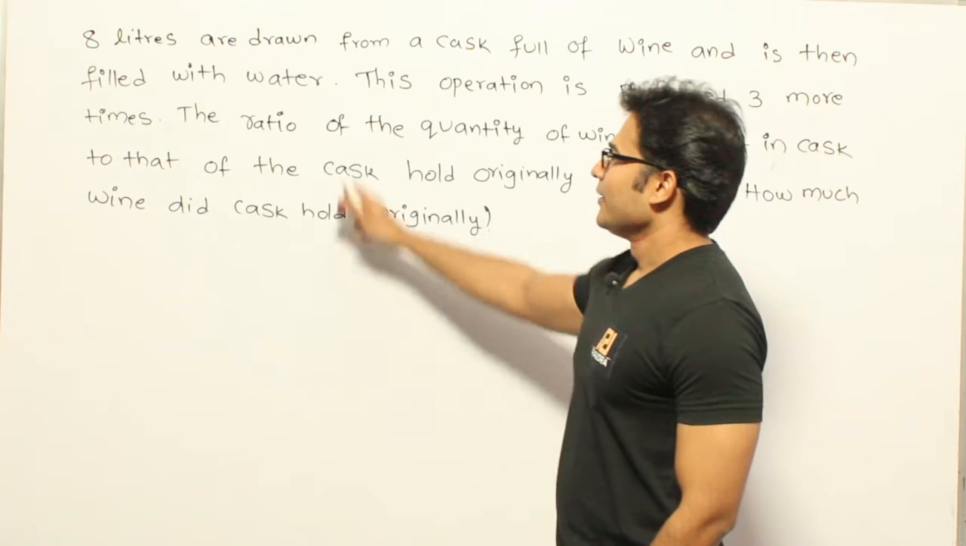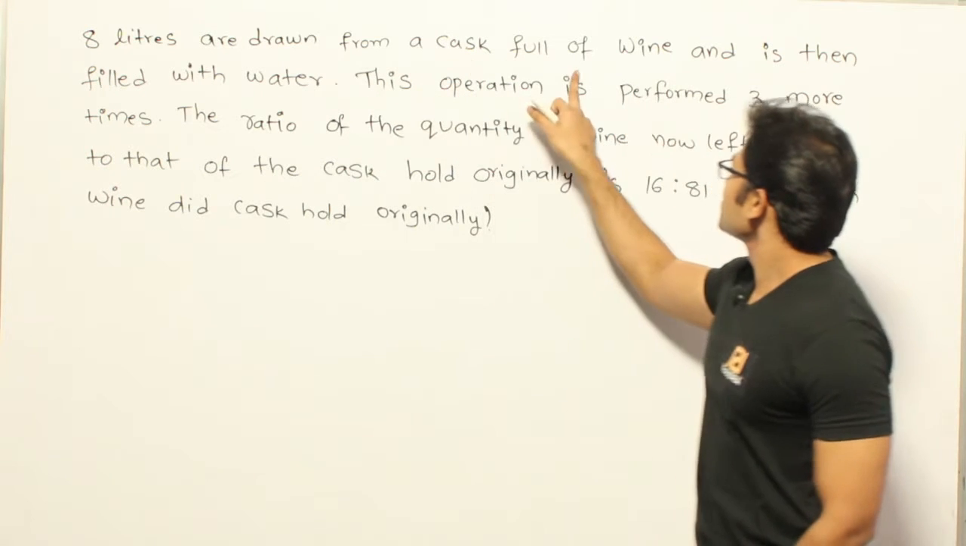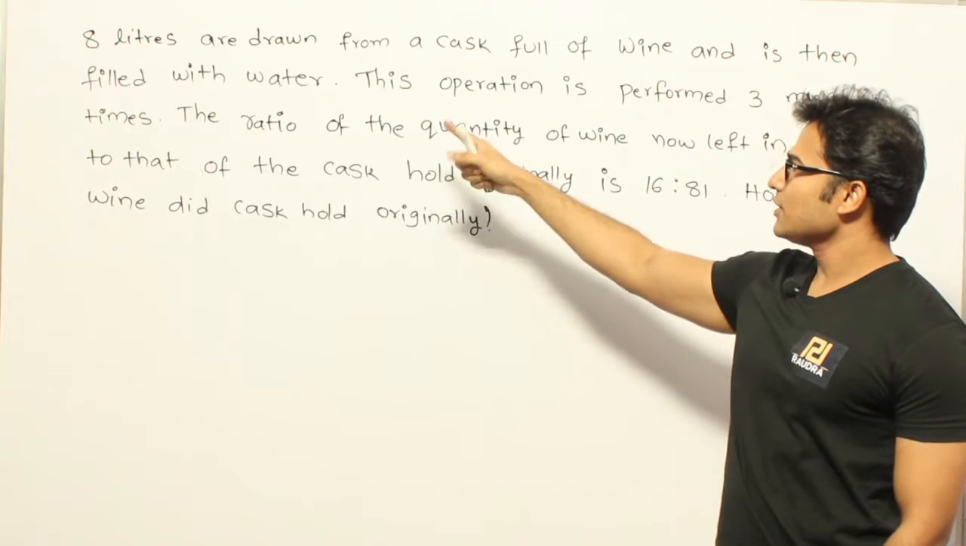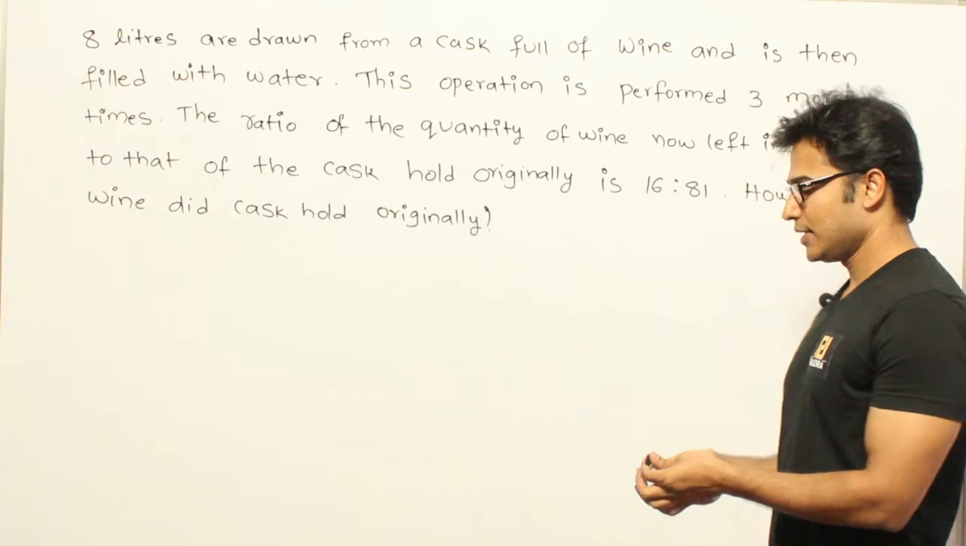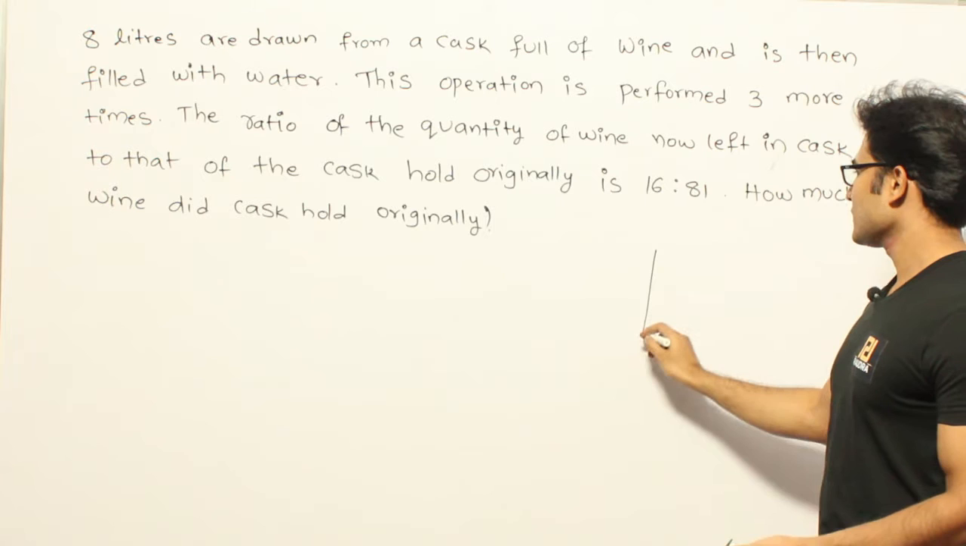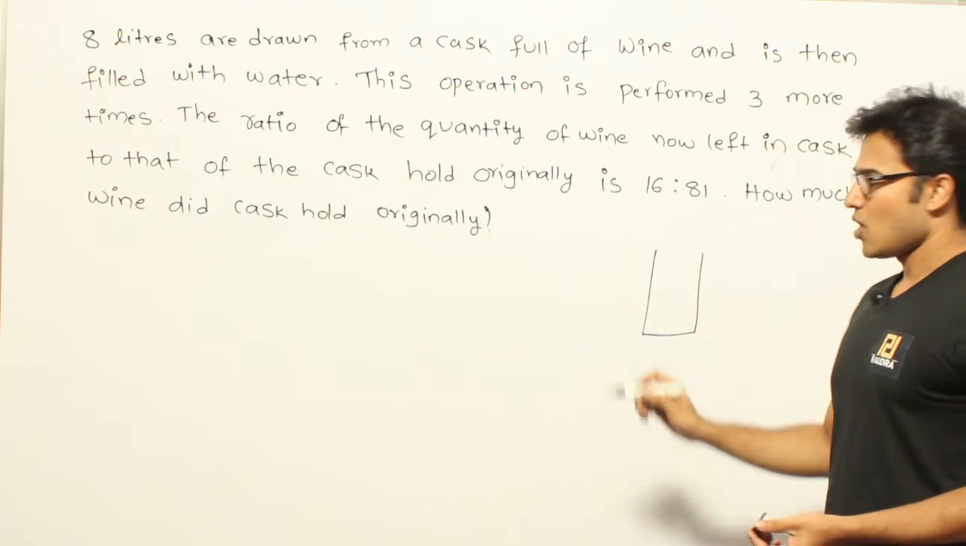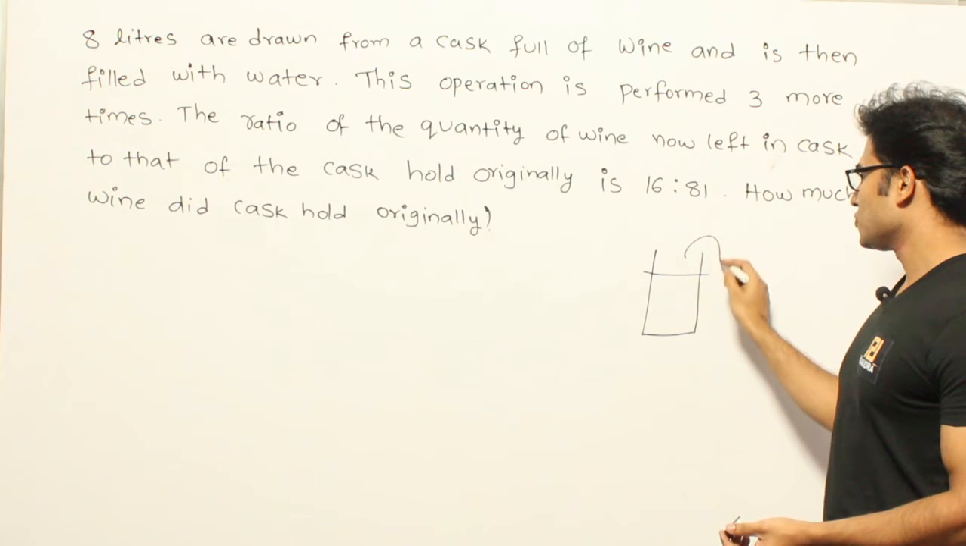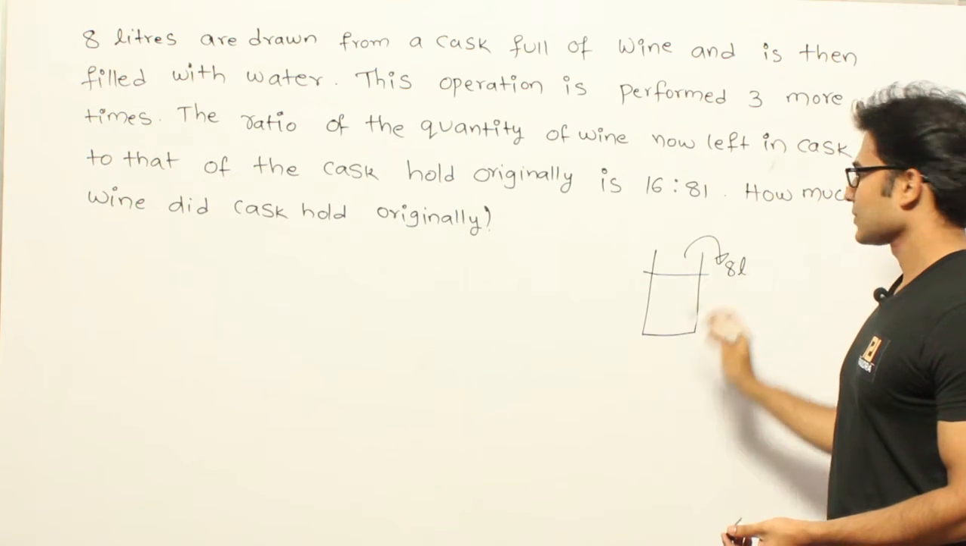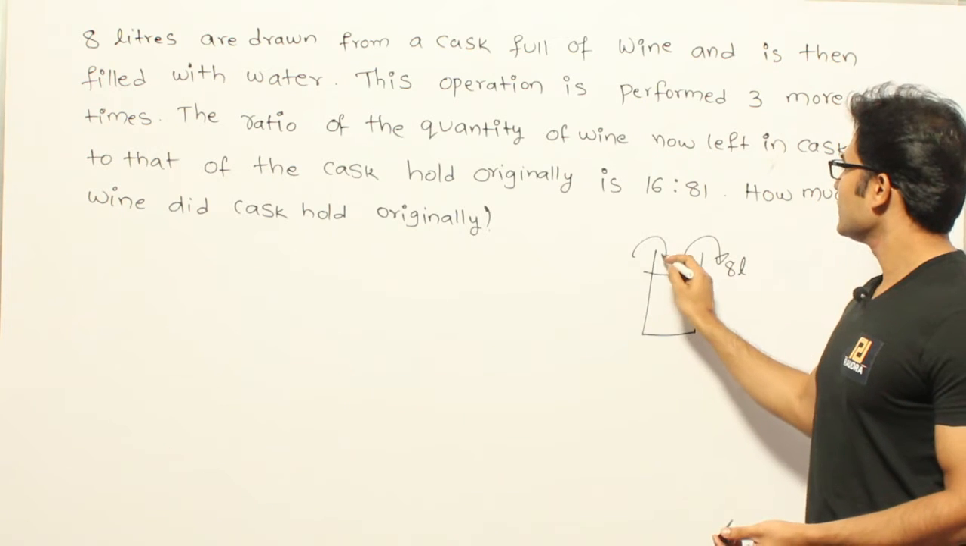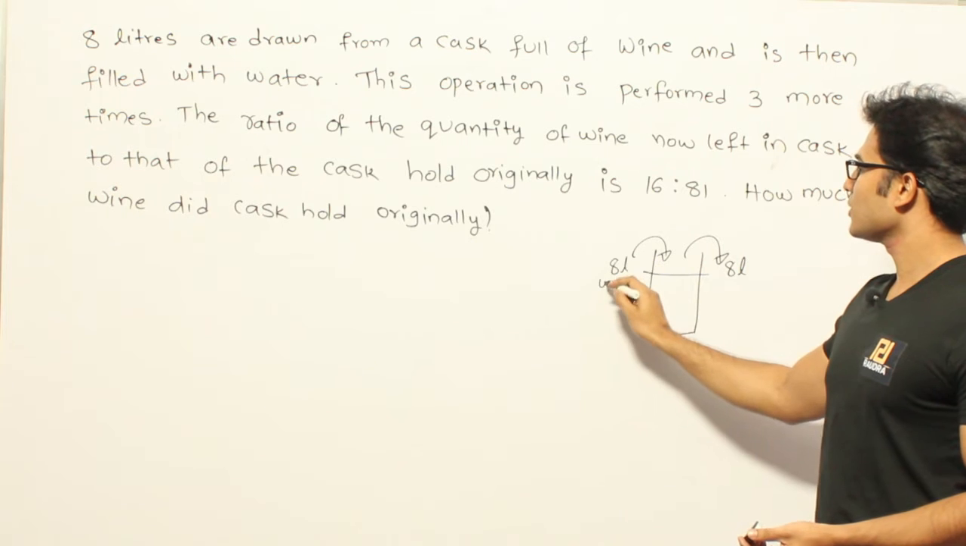Let's say 8 liters are drawn from a cask full of wine and is then filled with water. So they are saying that there is a cask which is completely filled with wine. Now out of this, 8 liters of wine is drawn out and then it is filled with water, which means 8 liters of water is added.